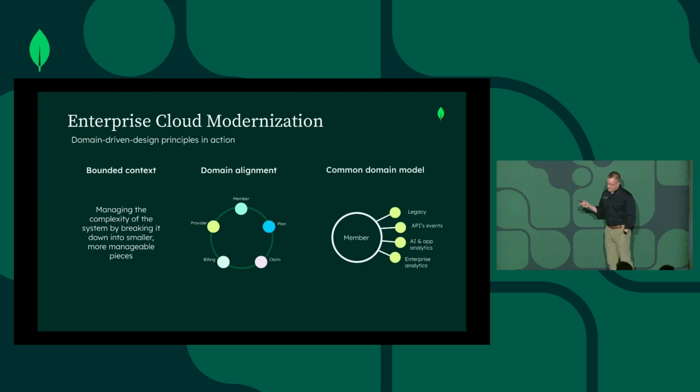Inside the domains of these bounded contexts, each domain really contains a few things. It contains the domain model, and that domain model is the representation of the legacy systems that are inside that domain. What did that legacy member domain model look like? How does it manifest itself now in MongoDB? What are the APIs and events that come off that member domain? What are the AI and in-app analytics functionality that I now need to add inside that domain? And how does that information supply or interact with enterprise analytics?